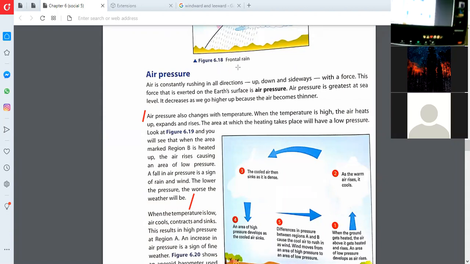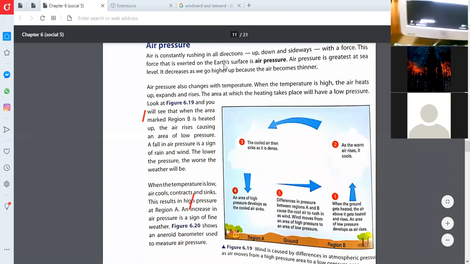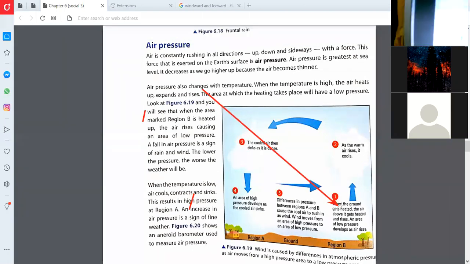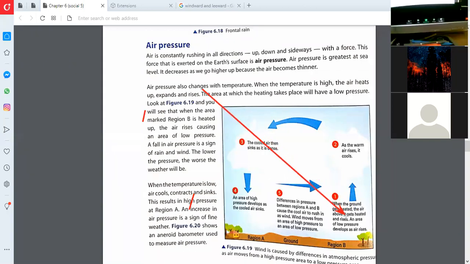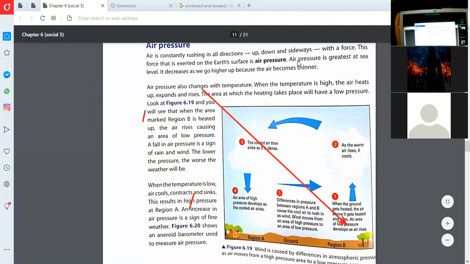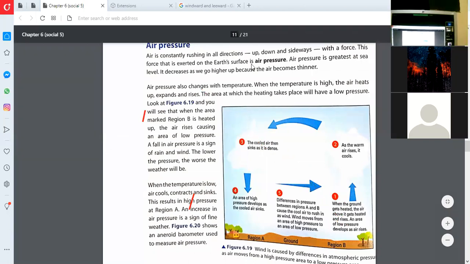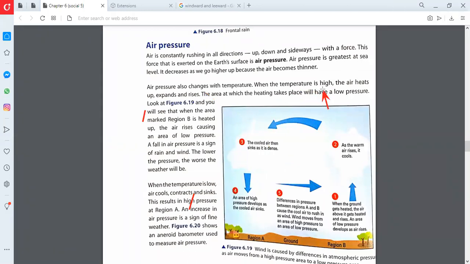If you see figure 6.19, what is it telling us? In this picture, when the ground gets heated because of the sun, the air above it gets heated and rises. An area of low pressure develops as air rises. Muhammad Disogi read that when the temperature is high, the place will have low pressure. In the same way, an area of low pressure develops as air rises.